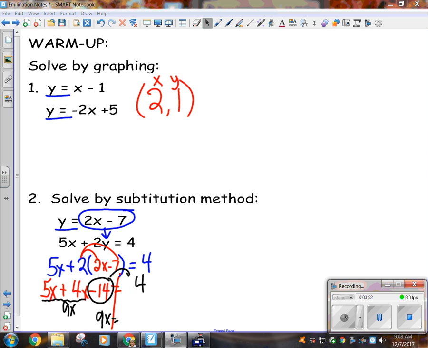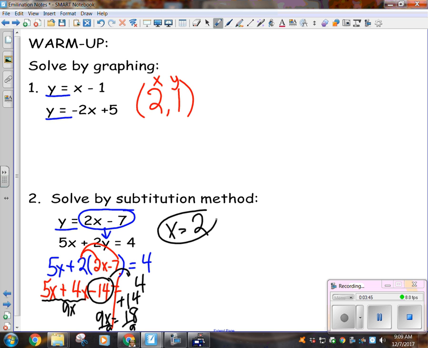So 9x is equal to 28. Actually, it doesn't equal 28, because I miscopied a 4 as a 14. If I add 14, I should be getting 18, not 28. I put an extra 1 that I did not need. If you divide by 9, what's your first answer? X equals 2.